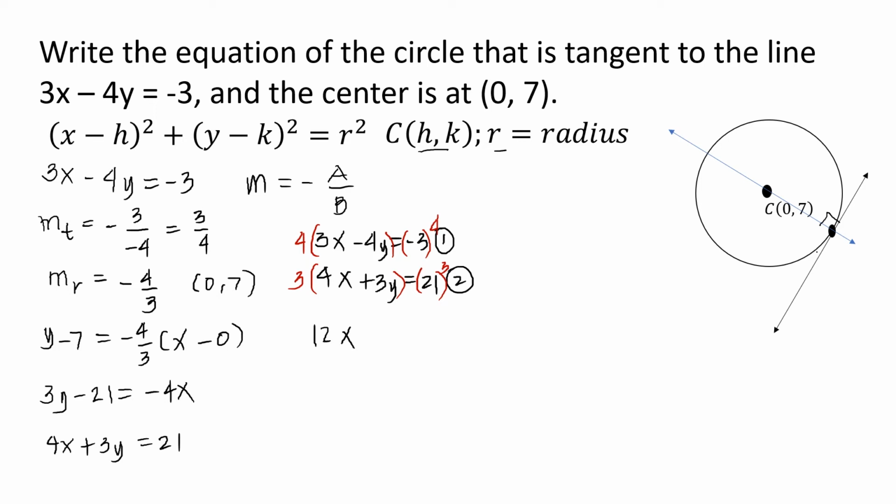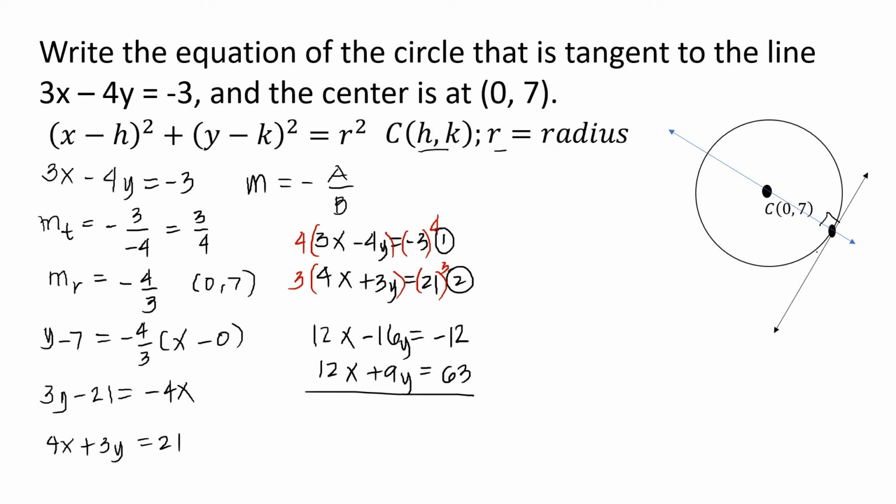Then we have, for equation 1, 12x minus 16y is equal to negative 12. And for equation 2, we have 12x plus 9y is equal to 63.